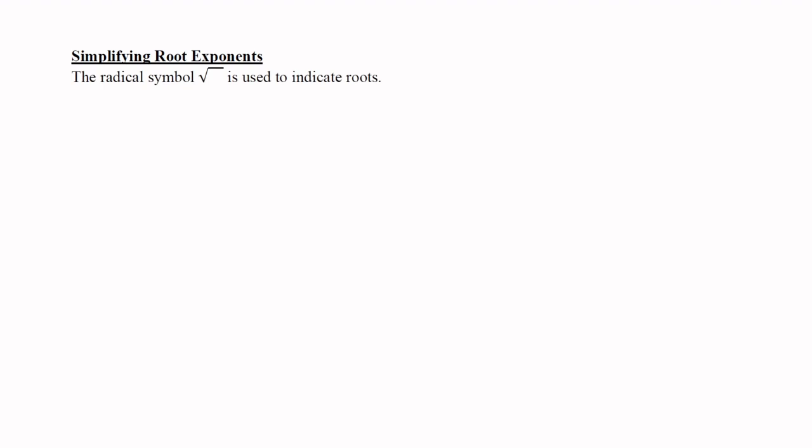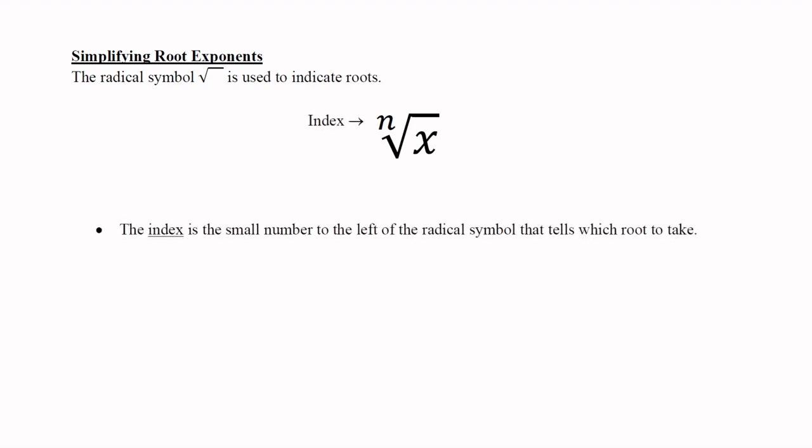The radical symbol is used to indicate roots. So we have pieces of our radical symbol here in our notation. The index is a small number to the left of the radical symbol that tells you which root to take. If there is no index, it's understood to be 2 for a square root. If it's 3, it would be a cube root. If it's 4, it would be a fourth root, and so on.